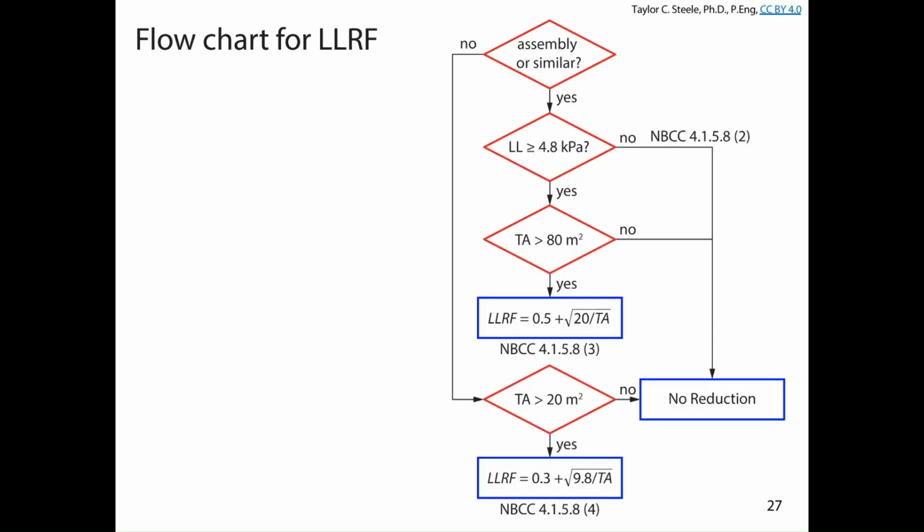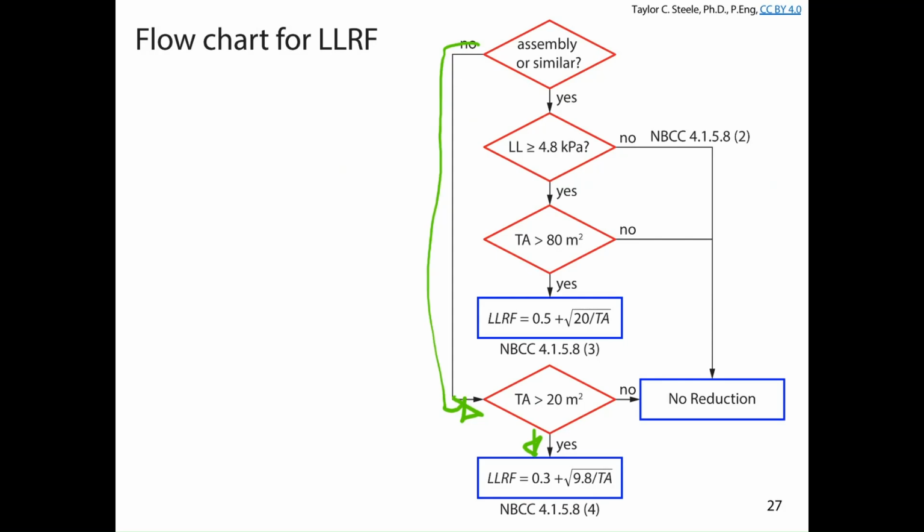Is the tributary area of the occupancy space we're considering bigger than 20 meters squared? It's a lot bigger. It's 236. It's an order of magnitude more than the 20 over which we need to consider the full live load reduction. So yes, we have a live load reduction factor that we can consider, and we calculate that as 0.3 plus the square root of 9.8 over the tributary area worth of that occupancy space.